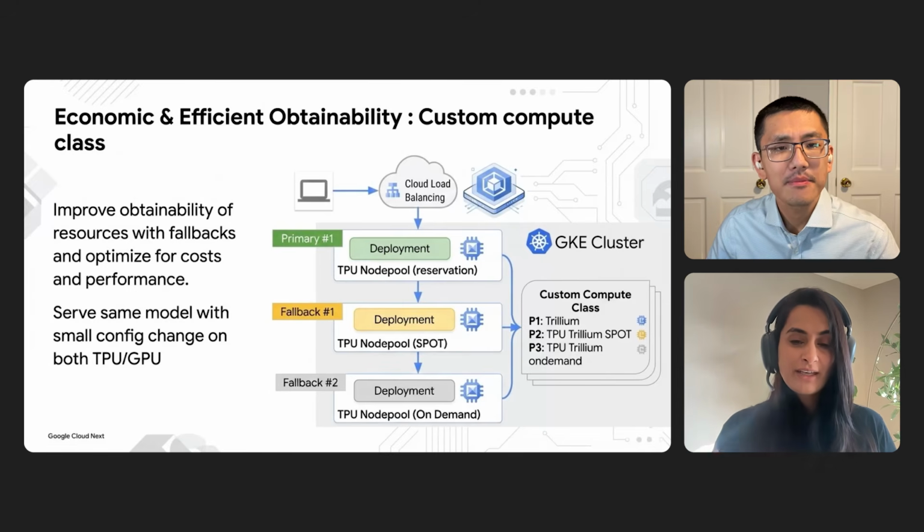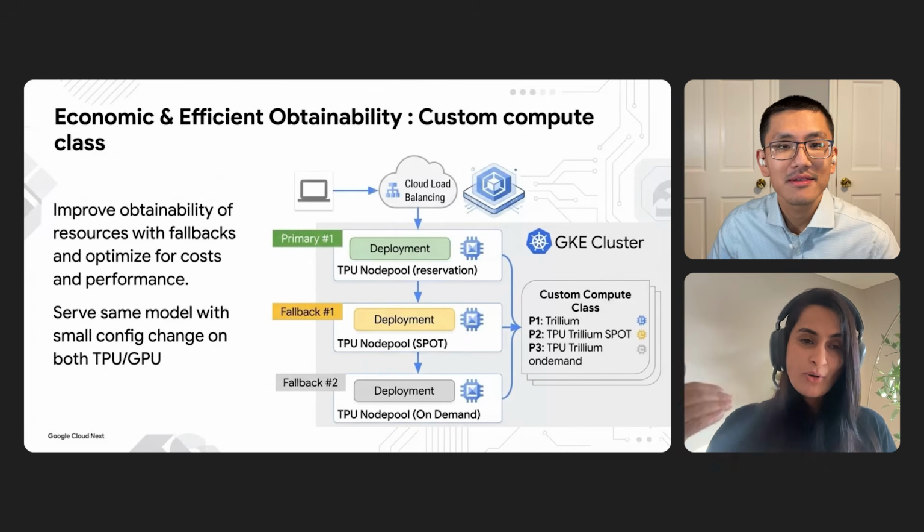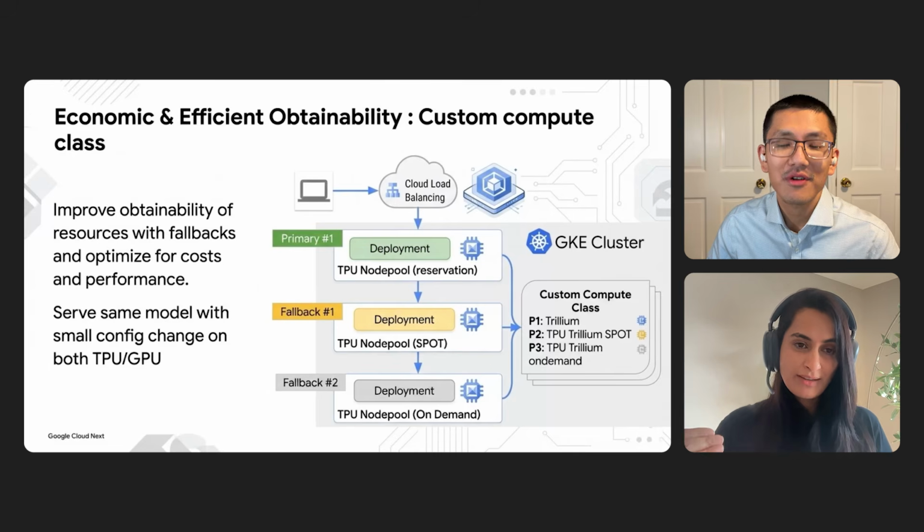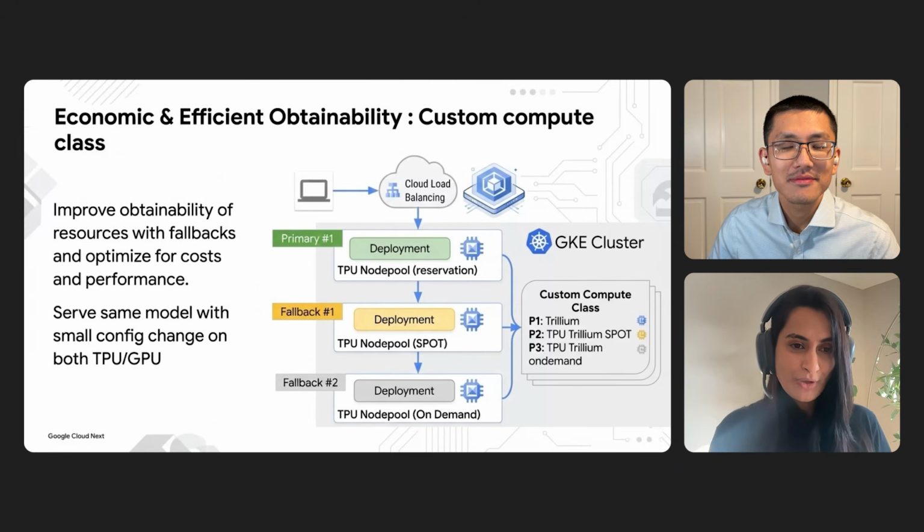And then if capacity comes back in your fallback one or in your primary, we go back to that particular capacity and try to scale up to that. Yes, primary will be your first. It's basically the prioritized order of obtainability that you want to get.